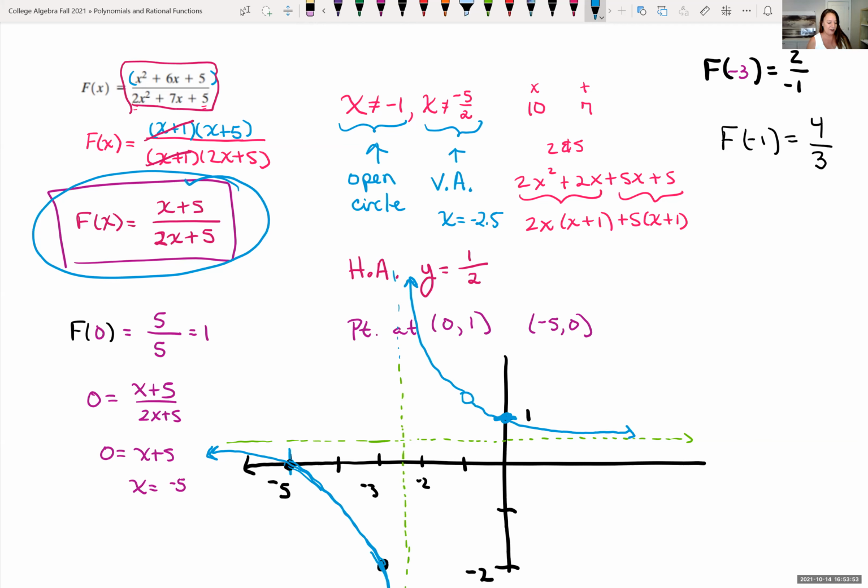Okay, so graphing rational functions, you want to find your asymptotes, you want to find your intercepts, you want to plot a couple of different points to see what direction and what the shape of the graph looks like on each side of the intercept.